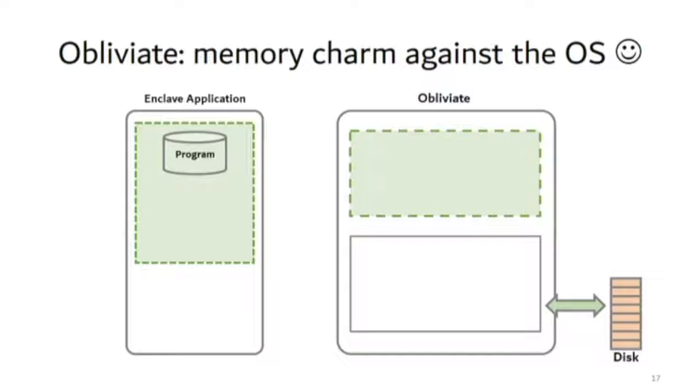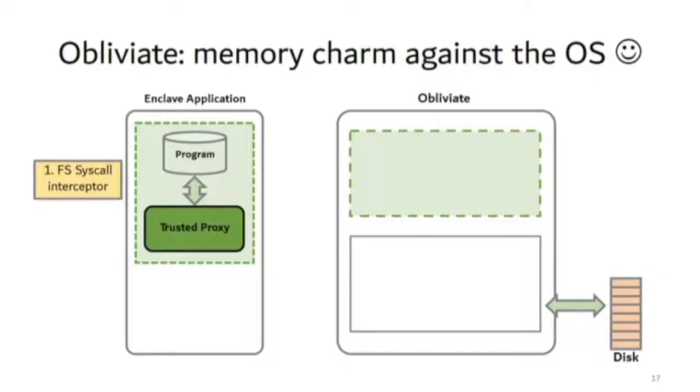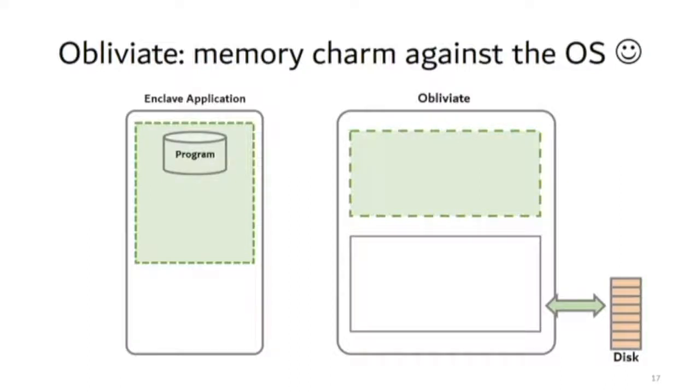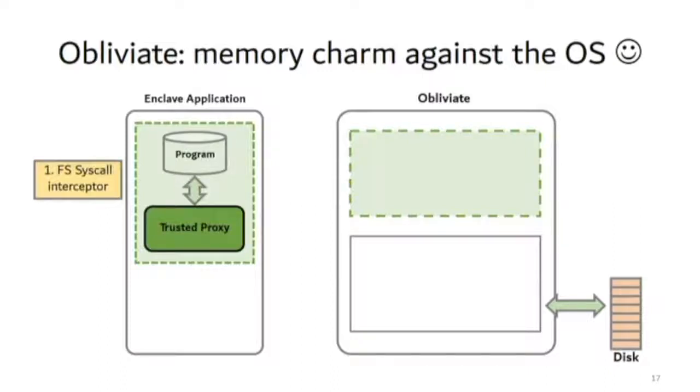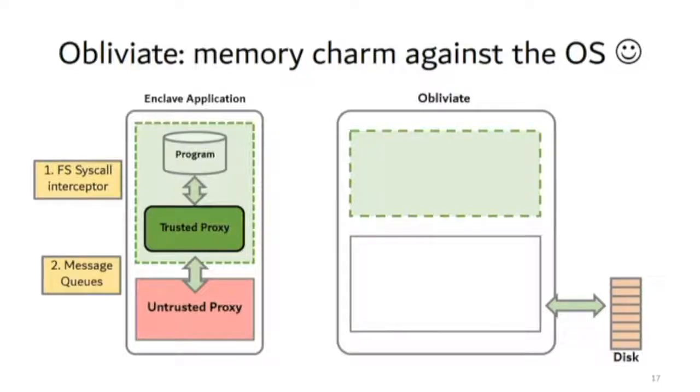So this is a walkthrough slide. In this scenario, you have any specific program. You can think of SQLite, Lighttpd, web servers, etc. There is a trusted proxy. We install a trusted proxy inside the enclave program, which is going to intercept the system calls provided by the program, and it's going to encrypt them and send them to Obliviate. Obliviate is another enclave, so these are two separate enclaves here. And Obliviate is responsible for handling all file system operations.